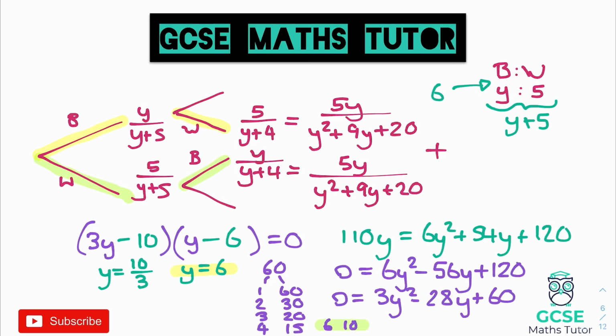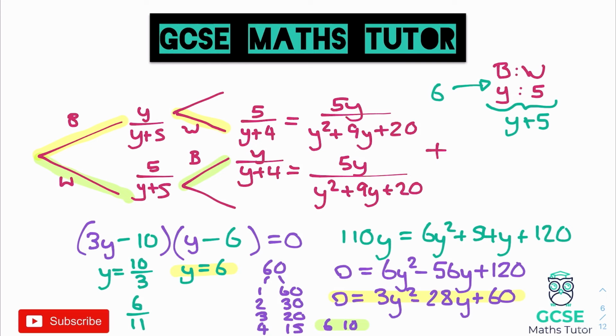I actually just went completely past part A, which was to show that 3y squared minus 28y plus 60 equals 0. And part B was to find the probability of taking 2 black socks from the drawer. So in order to work out the probability of 2 black socks, we now know that there are 6 black socks out of the total, which is 11. So it is going to be 6 over 11 for the probability of taking the 1 black sock, and then we need to find the probability of getting the 2 black socks.